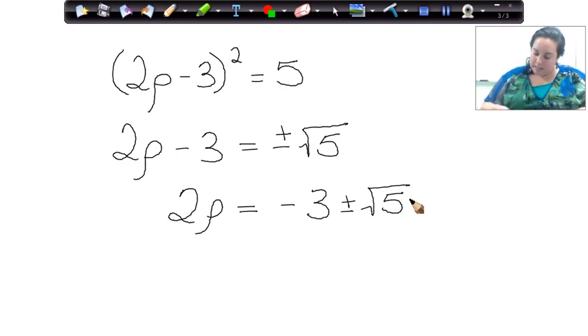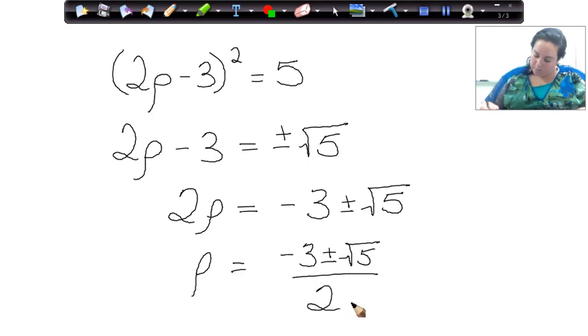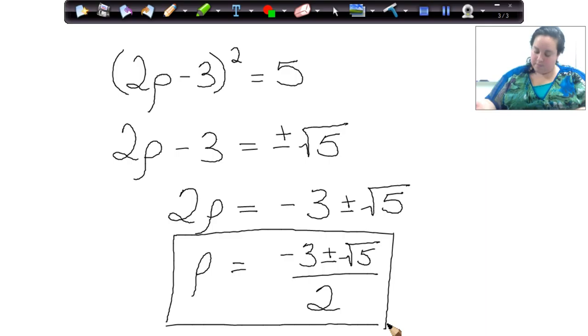And then lastly, we'll divide both sides by 2. Rho equals negative 3 plus or minus the square root of 5, over 2. Okay, looks kind of messy, but it is right. Great.